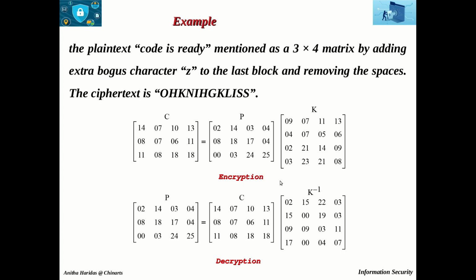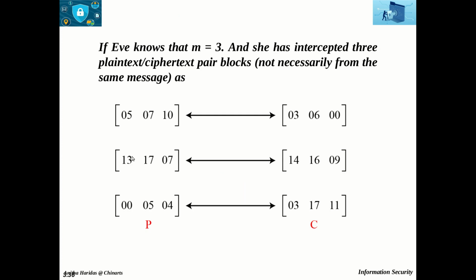So this is how we do the Hill cipher, and it can be attacked by plain text and ciphertext pair blocks if they are known. So we should be careful enough to carry out the encipherment process without exposing the plain text and ciphertext pairs.